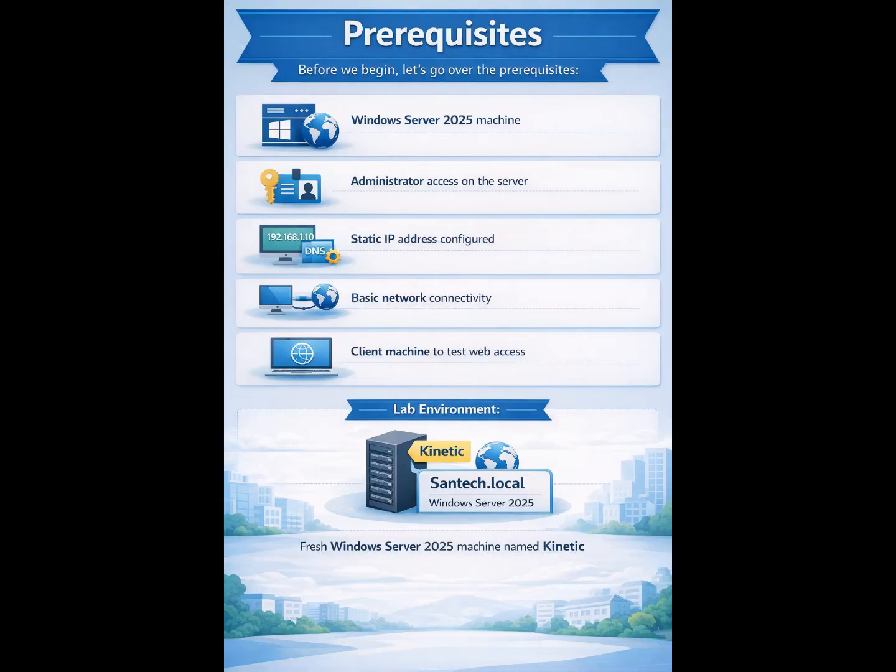Prerequisites. Before we begin, let's quickly go over the prerequisites. A server running Windows Server 2025, administrator access on the server, a static IP address configured on the server, basic network connectivity, and a client machine to test web access. In my lab environment, I'm using a fresh Windows Server 2025 machine named Kinetic.